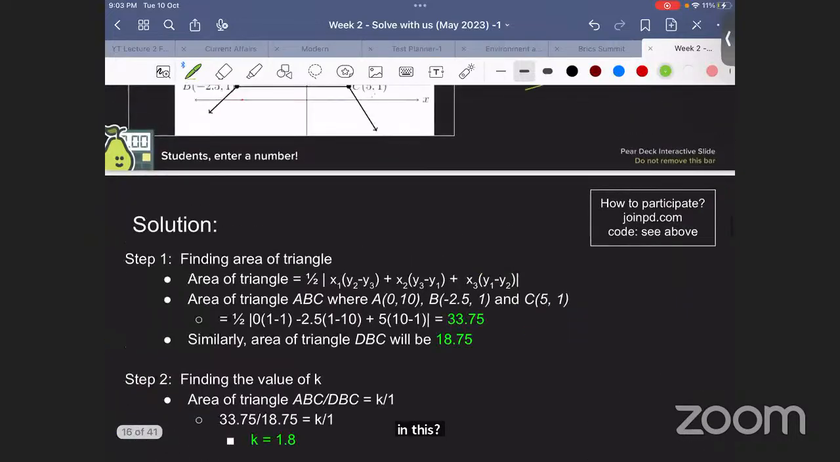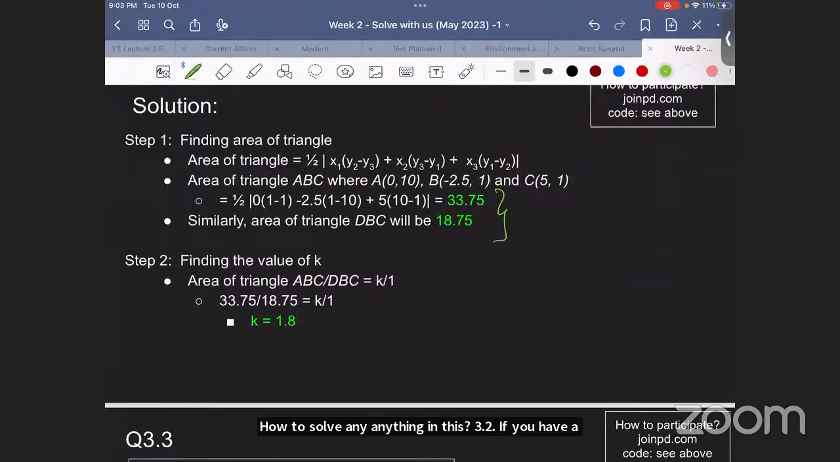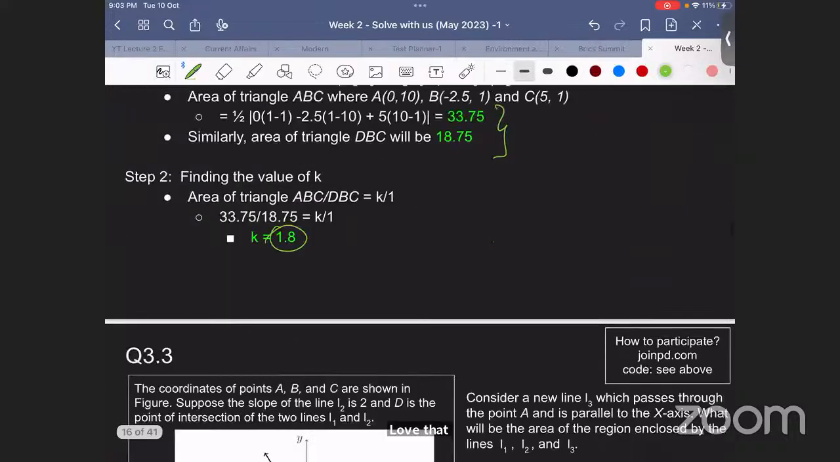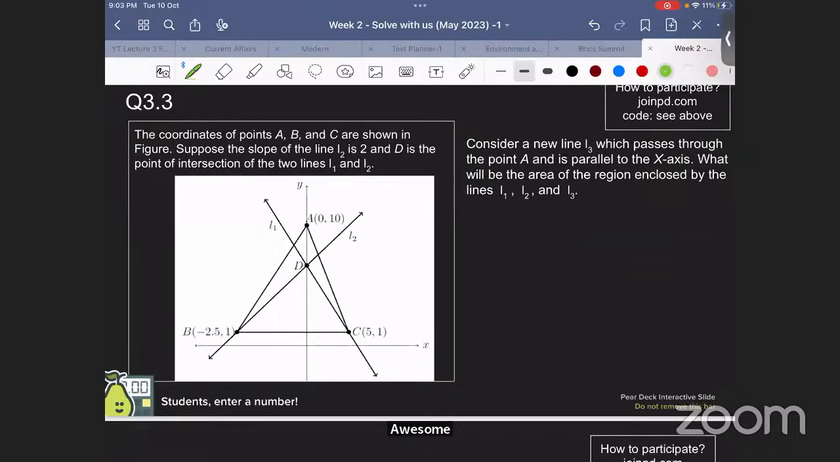Okay, the solution is already given. So it's 1.8. The next part is a good question. Now you have been given all the data, so you have already calculated D, L2, L1. Now you have to consider a new line L3, or whatever you want to call it, which passes through the point A and is parallel to x-axis.